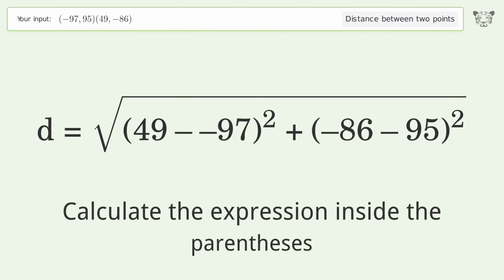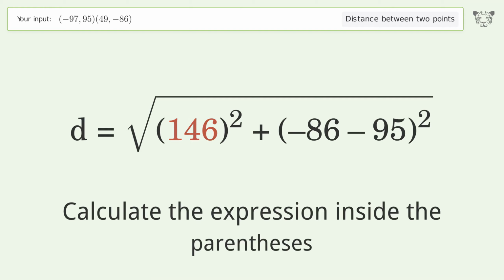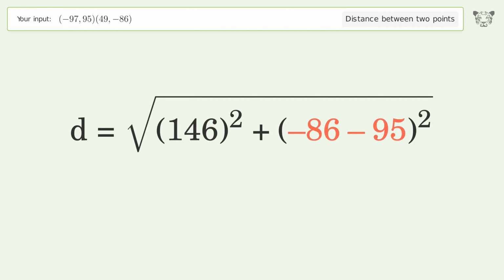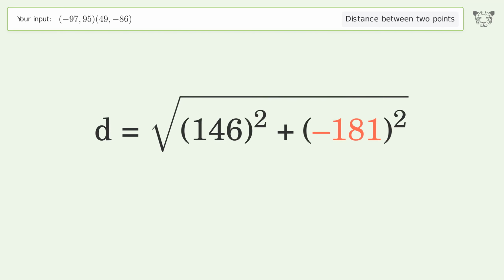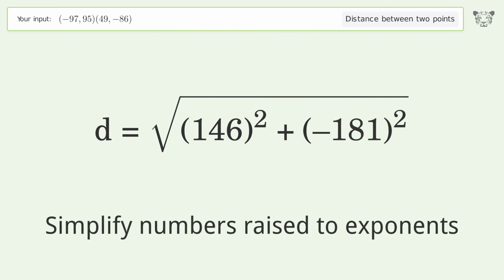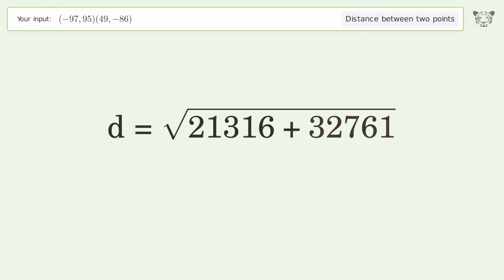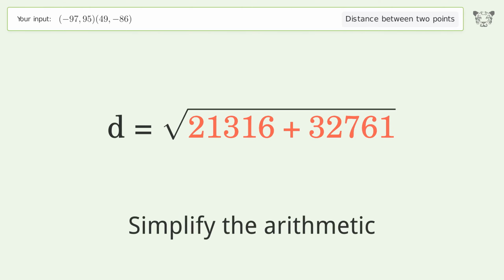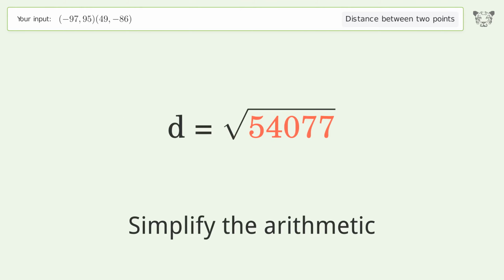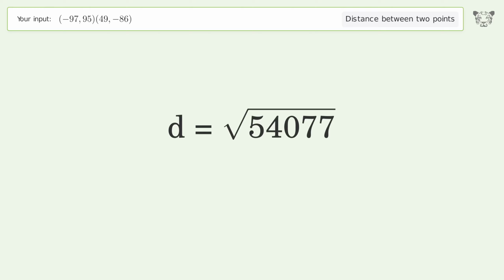Calculate the expression inside the parentheses. Simplify numbers raised to exponents. Simplify the arithmetic. And so the distance between the 2 points is the square root of 54,077 or 232.545.